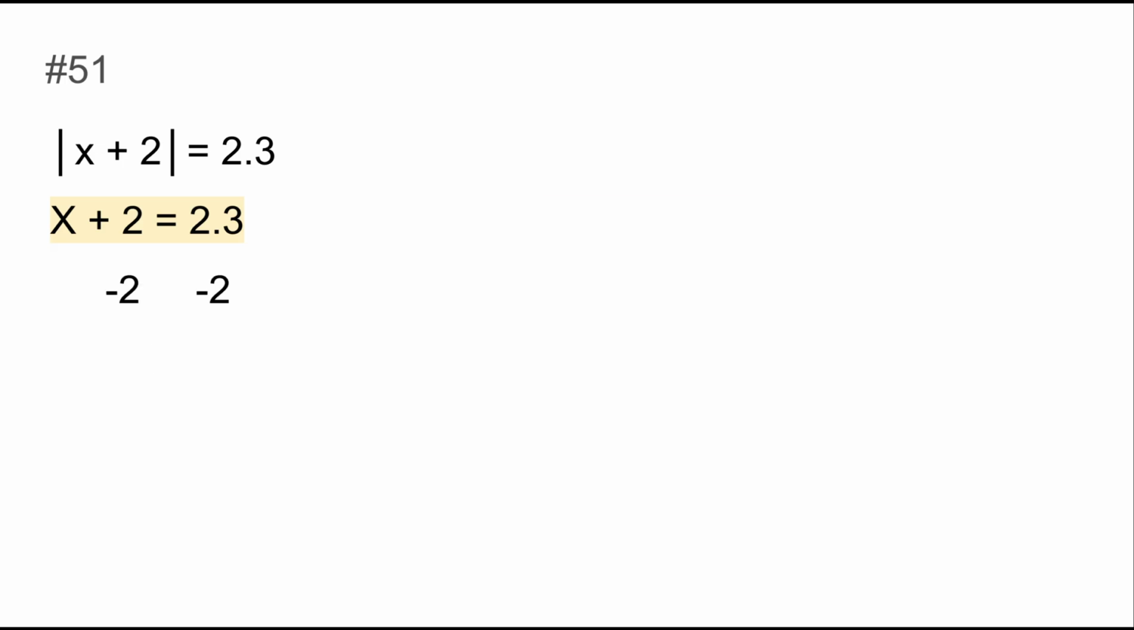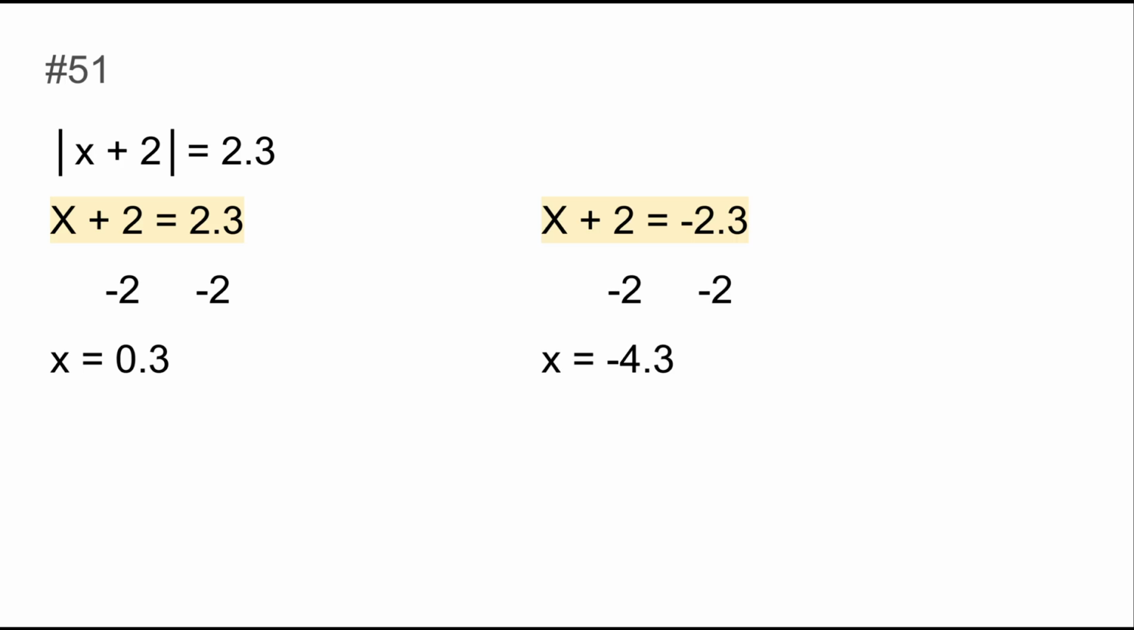Subtract 2 on both sides. X equals 0.3. Rewrite this equaling negative 2.3. Subtract 2 on both sides. x equals negative 4.3. These are your two solutions. Doesn't this seem easy now? We used to do this a long time ago in the beginning of the chapter, and now we're doing such big formulas, this feels like nothing, huh?